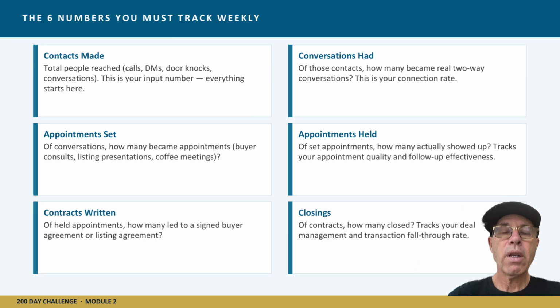Column number 4, appointments held. Of appointments set, how many actually showed up? This tracks your appointment quality and your follow-up effectiveness. Column number 5 is contracts written. Of the held appointments, how many became a signed buyer or a listing agreement? Column number 6 is closings. Of those signed contracts, how many closed? This tracks your deal management and fall through rate. 6 numbers you need to know, updated weekly, every Friday.